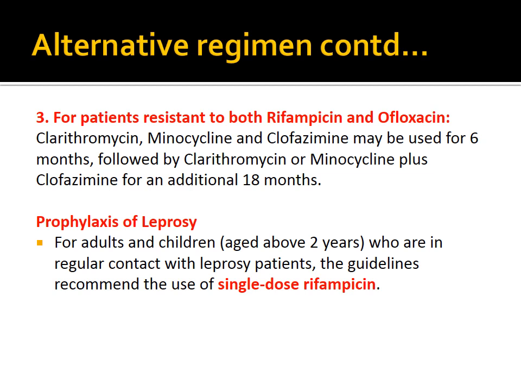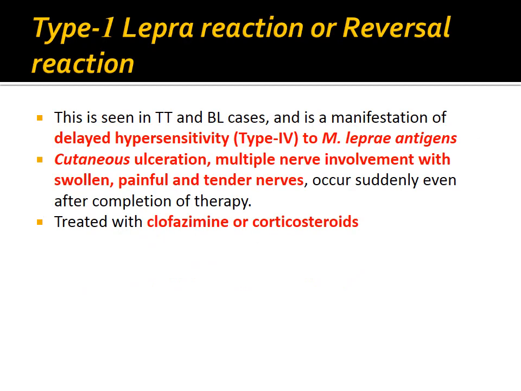So guidelines recommend the use of a single dose of rifampicin for prophylaxis of leprosy. Remember, for prophylaxis of tuberculosis, isoniazid is the drug of choice, while for prophylaxis of leprosy, rifampicin is the drug of choice, you can say. Now coming to the last part of the lecture, lepra reaction.